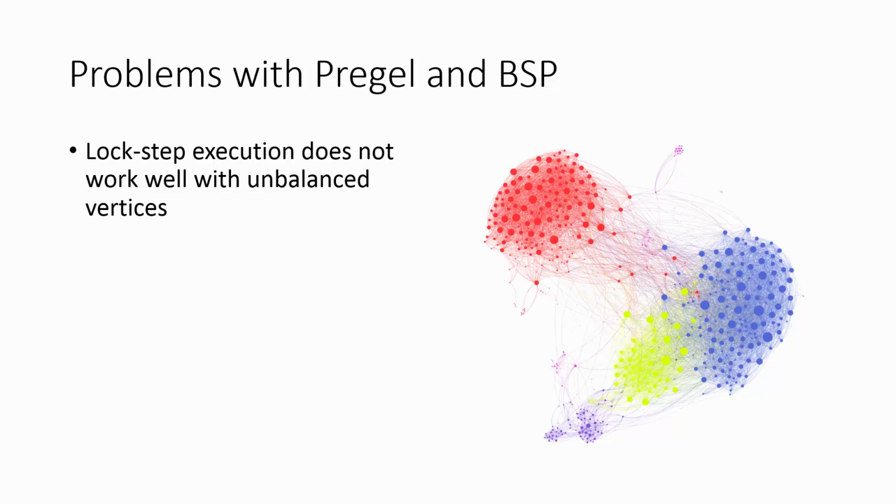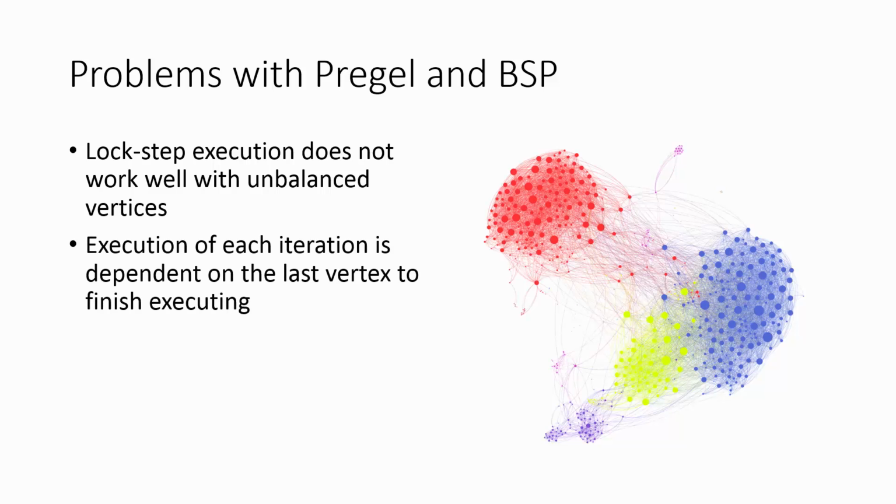So this is a highly skewed graph, because a majority of the vertices have very low degree, but there's a very small number of vertices that have a very, very high degree. Now, if you were to execute a graph computation using the lockstep form for these kind of graphs, what would happen is the vertices that have the most number of edges will typically end up having the most amount of computation and will always be the bottleneck at each iteration. So the execution of each iteration is dependent on the last vertex to finish executing.